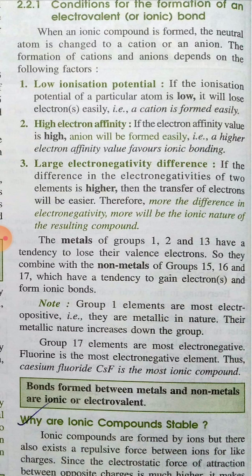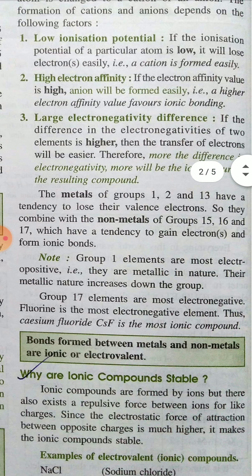Among all the group 17 elements, fluorine is the most electronegative element. In group 1, cesium is the last element of this group. Cesium is the most electropositive element, and fluorine is the most electronegative element. That's why cesium fluoride is the most ionic compound. So the most ionic compound is cesium fluoride.